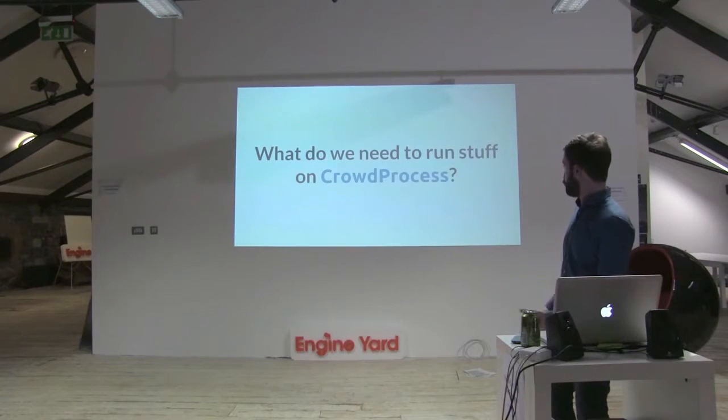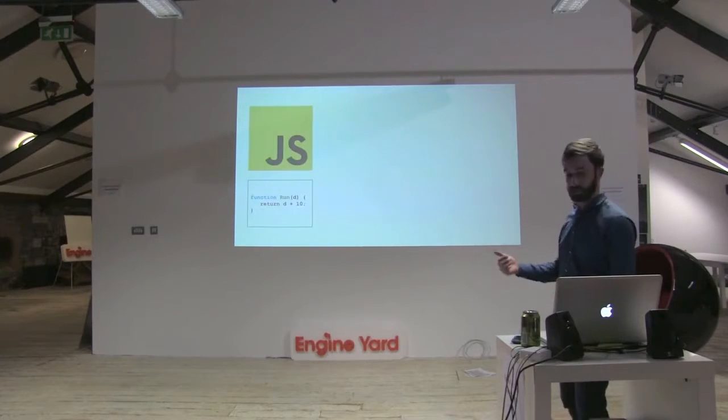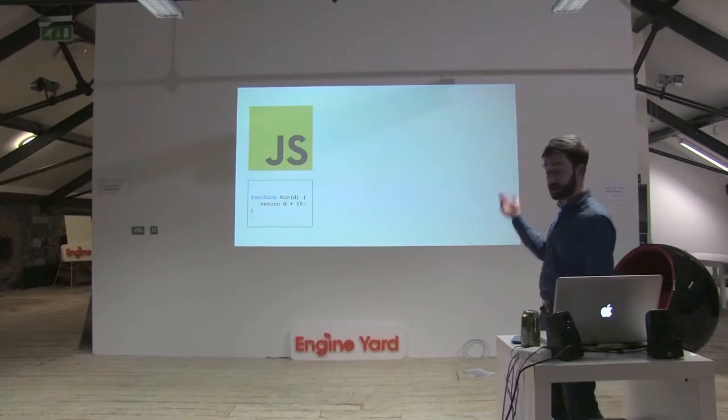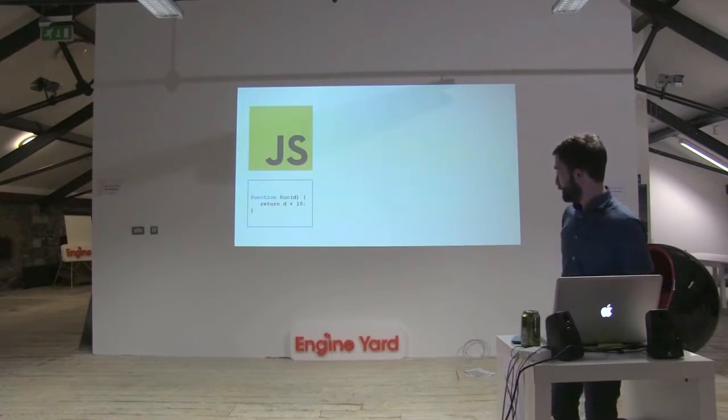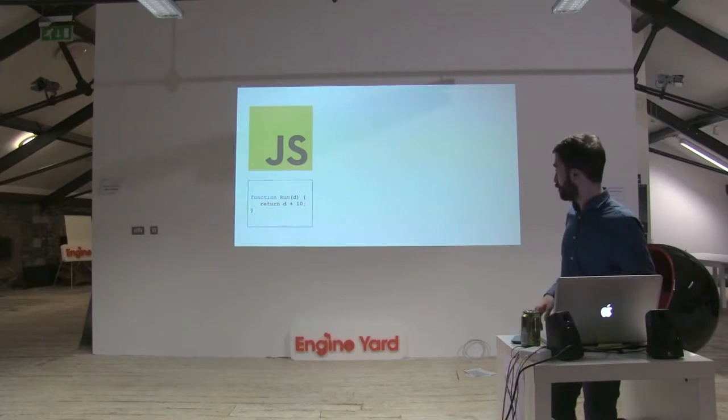Okay, so what do we need to run stuff on Prod Process? It's quite easy and simple. So basically, first thing, we need a JavaScript program, a file with at least one function called run, which takes an argument, d, but it can be any other thing. And in this case, I'm just adding 10 to d and I return that value. So this is the only thing you have to do, take an argument and return something.